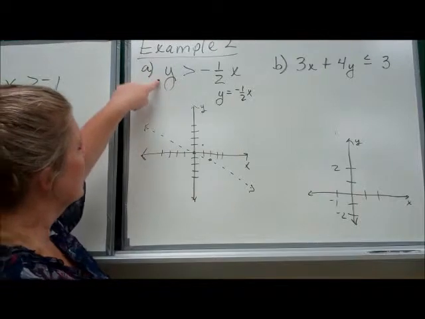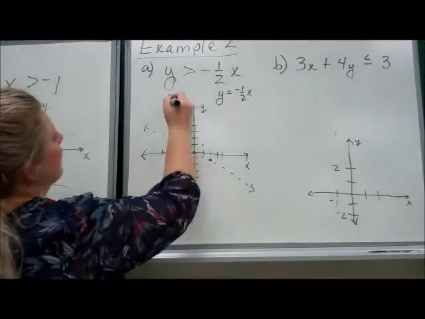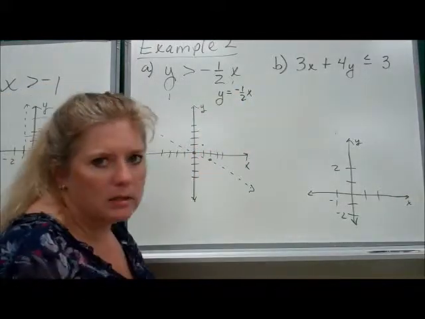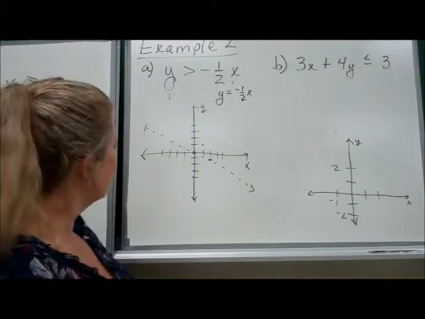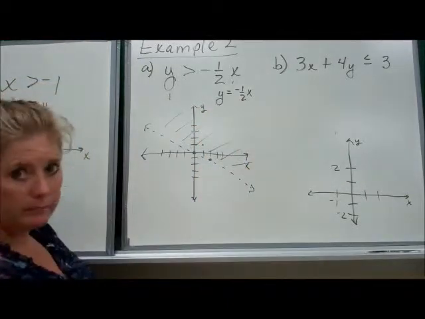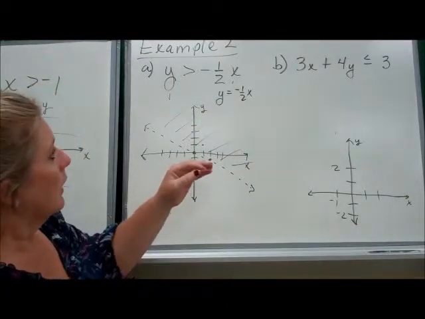When I plug in 1 here and 1 here, what do I get? I get, 1 is greater than negative 1/2 times 1. Is 1 greater than negative 1/2? Oh yeah, sure. So that's the side that we shade. Okay. Next one.